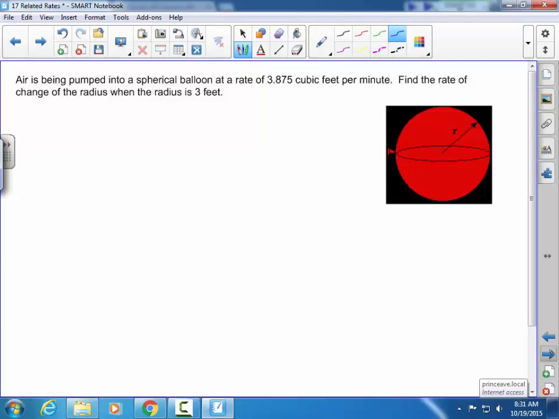Air is being pumped into a spherical balloon at a rate of 3.875 cubic feet per minute. Find the rate of change of the radius when the radius is 3. So think about this for a minute. What relationship are you going to have between what two quantities here? Somebody tell us what you think. Area and radius.